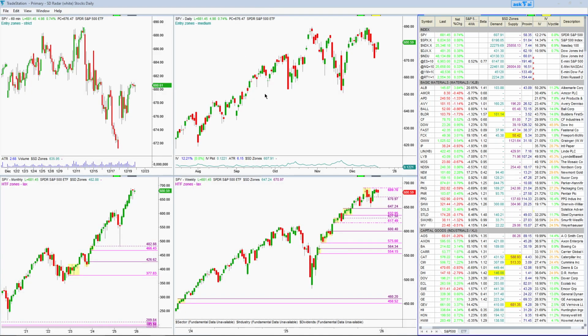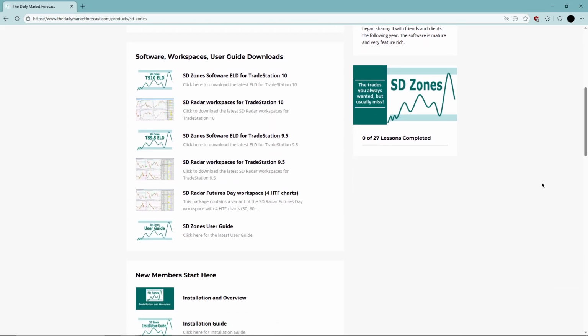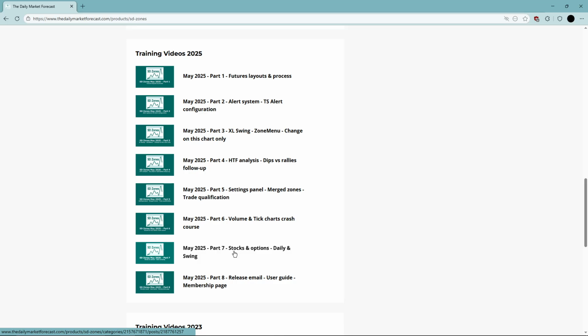I do not want to give a full course in how to use these ST Radar Stocks workspaces at this time, because I gave one not too long ago. If you go to the SD Zones membership page, let me just pull that up for you again. Here it is. If you scroll down to the trading videos from May, you will see there is one, part 7, which is stocks and options, daily and swing, which really covers these workspaces in quite some detail. If you are relatively new to using these workspaces, this would be a place to start to get your feet wet with how to use them.